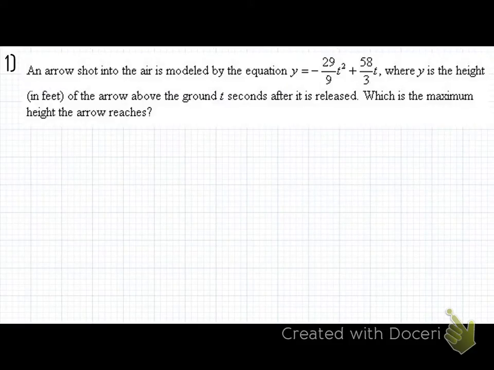An arrow shot into the air is modeled by the equation y equals negative 29 over 9 t squared plus 58 over 3 t, where y is the height in feet of the arrow above the ground t seconds after it is released. Which is the maximum height the arrow reaches?